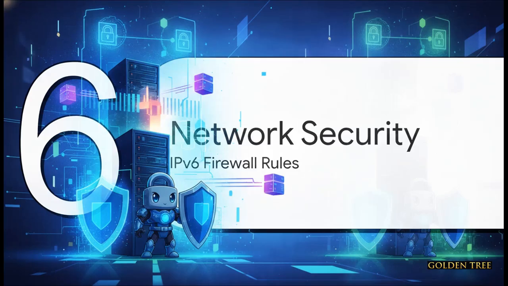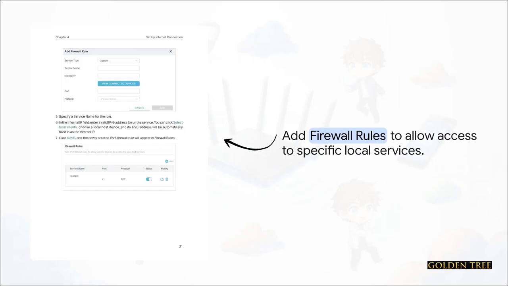Network security. If you are exposing local services over an IPv6 network, you must configure your network security. Because the integrated IPv6 firewall blocks inbound access by default, you must explicitly authorize any local services, like file sharing. Under Firewall Rules, click Add. Choose your service type, enter the internal IP of your local server, specify the necessary port and protocol parameters, and click Save to enforce the rule.